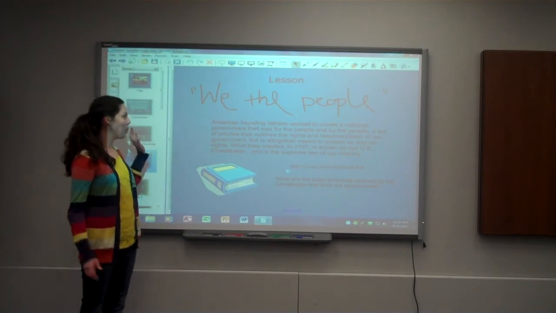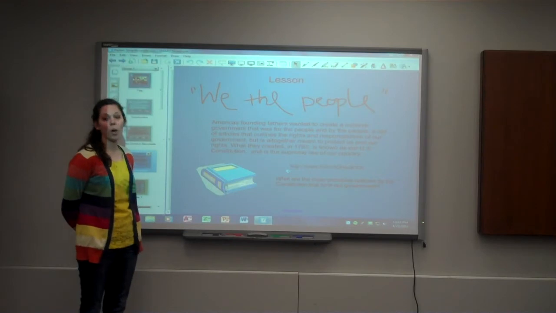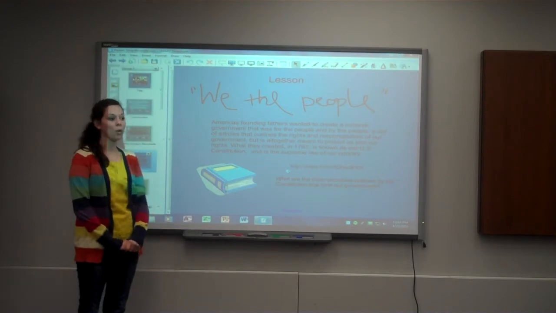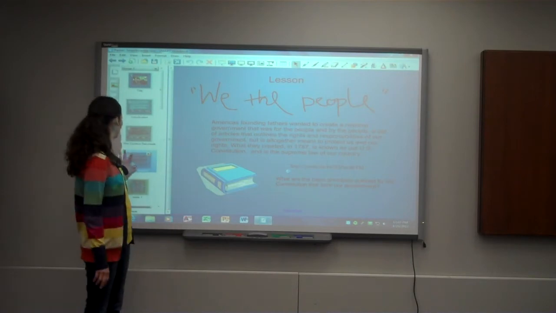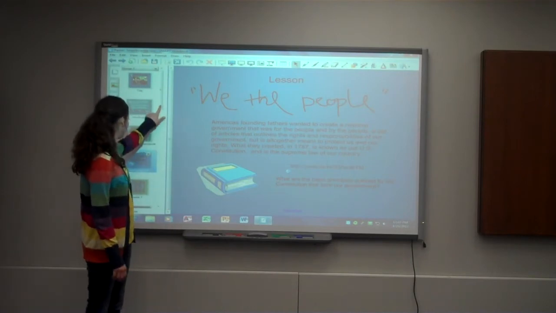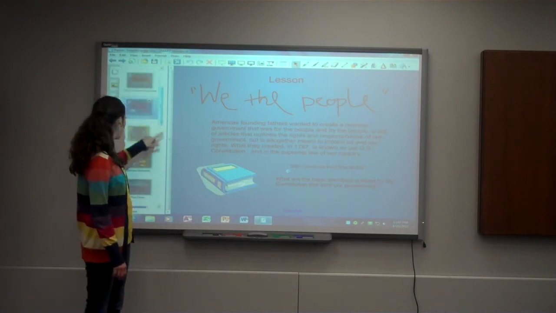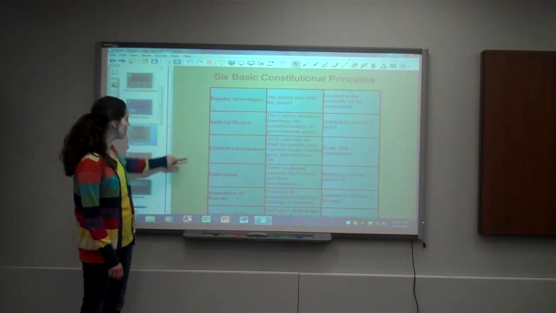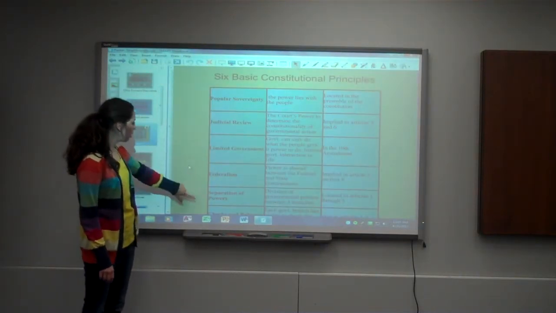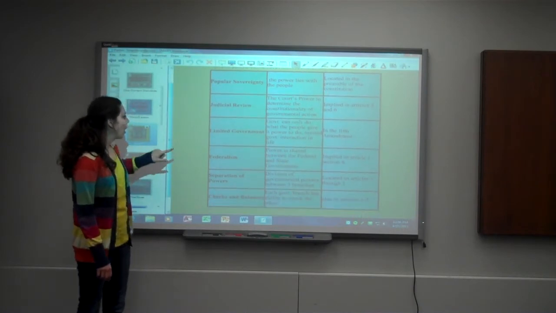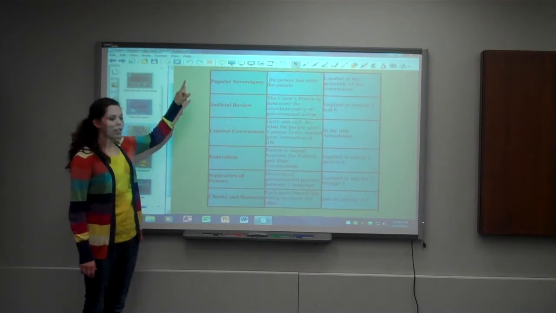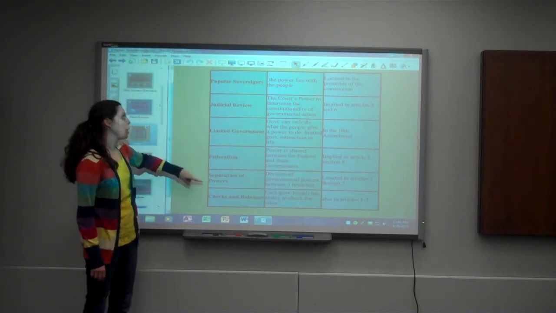We the people, the founding fathers of America, wanted to create a constitution that would benefit us, not the government. So they came up with these basic principles. And these are the 6 basic principles.